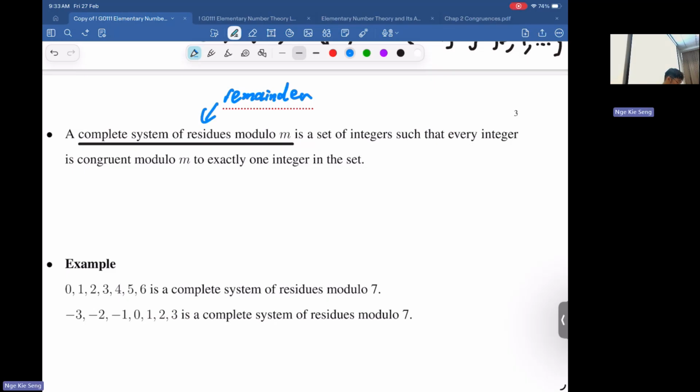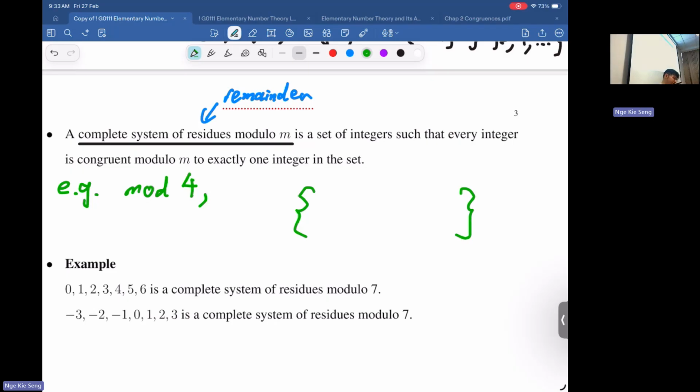So a complete system of residues modulo m is a set of integers such that every integer is congruent modulo m to exactly one integer in the set. Okay, so for example, just now we talked about mod 4, right? So you want this complete set of integers such that every integer is congruent to exactly one of them.